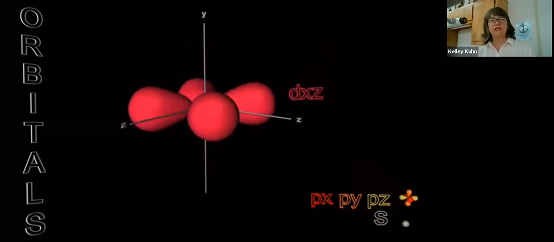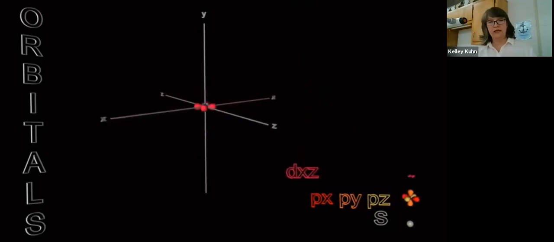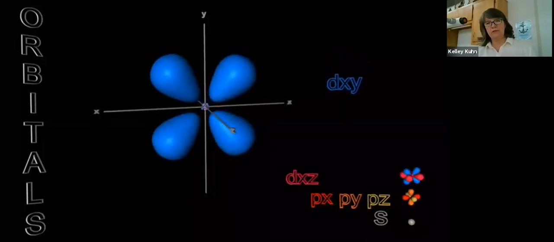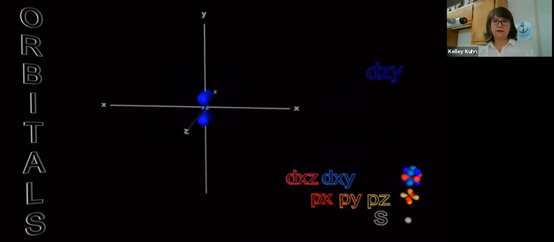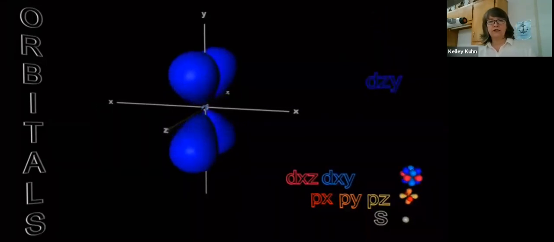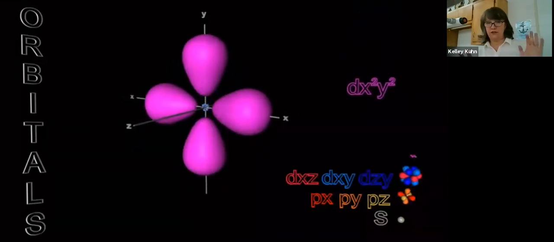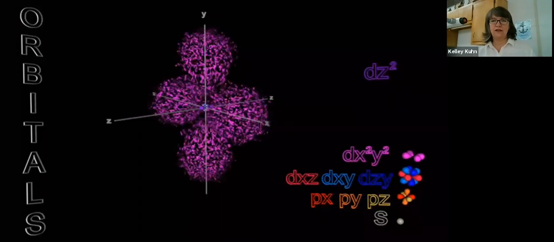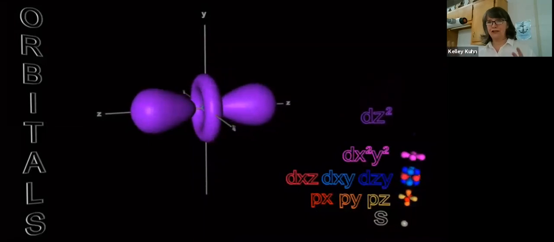Here's our first d orbital. It fills in the space between the x and z axes. The second is the space between the x and y axes. The third is between the y and z orbitals. Then it starts getting too complex to describe. One that looks almost like an atom bomb cloud reflected.